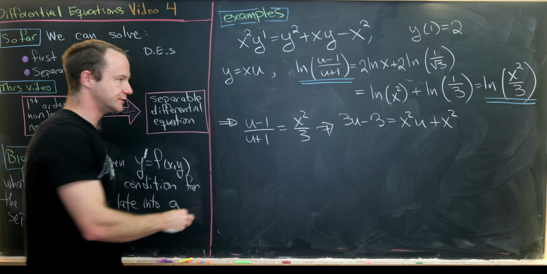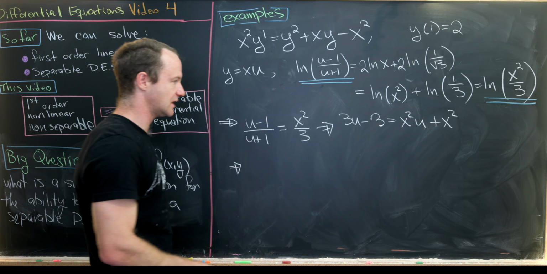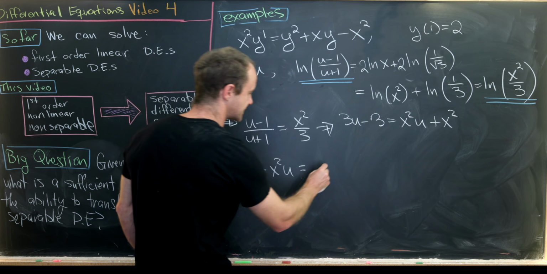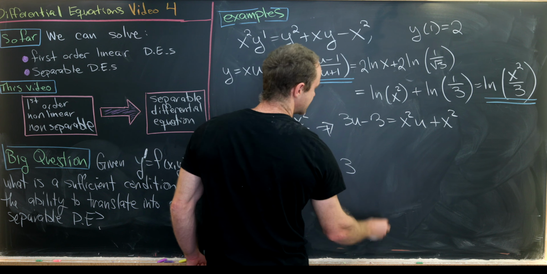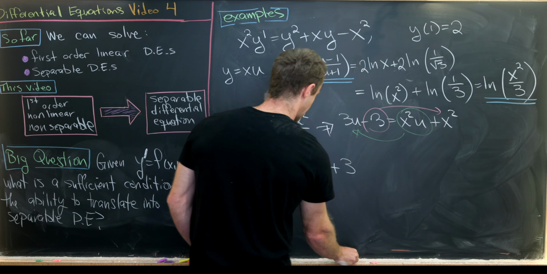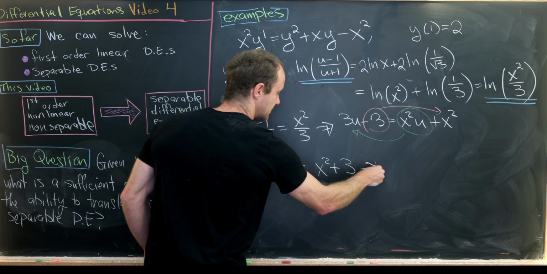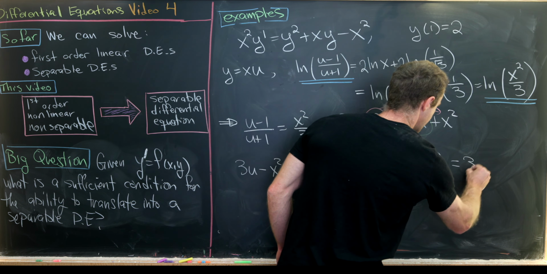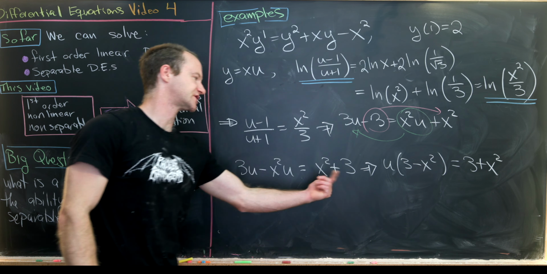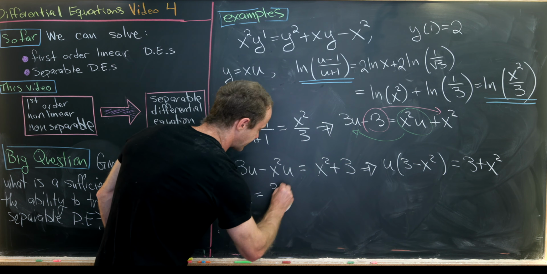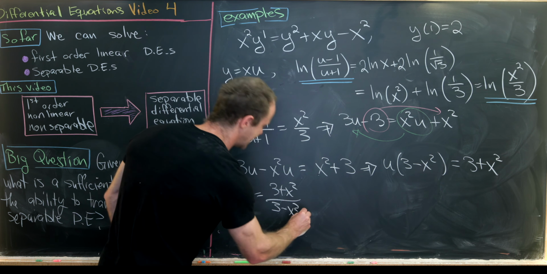We can collect all the u's on one side and everything without a u on the other side of the equation. That leaves us with 3u minus x squared u equals x squared plus 3. So I took this 3, I moved it over here, and I took this x squared u and I moved it over there. Now I can factor a u out of the left-hand side. That leaves me with u times 3 minus x squared equals 3 plus x squared, where I just swapped that to make it look a little bit more symmetric. I kind of like that. But then finally, we can have u equals 3 plus x squared over 3 minus x squared.